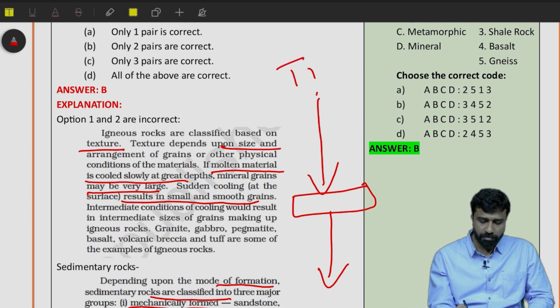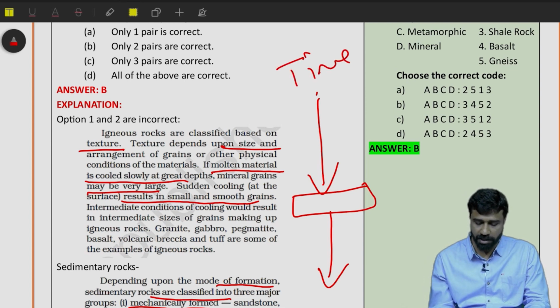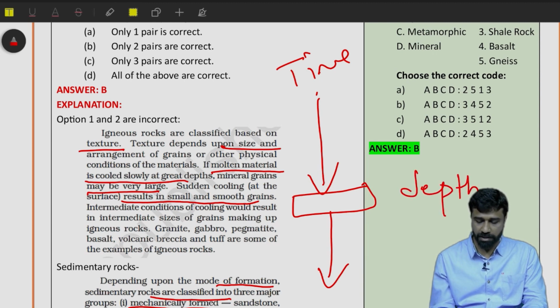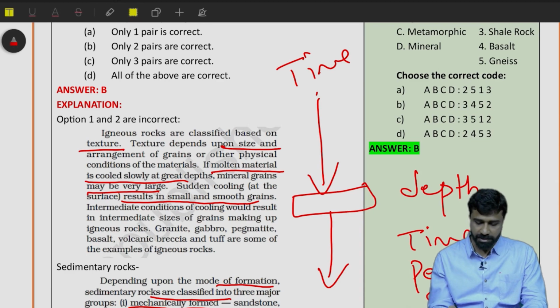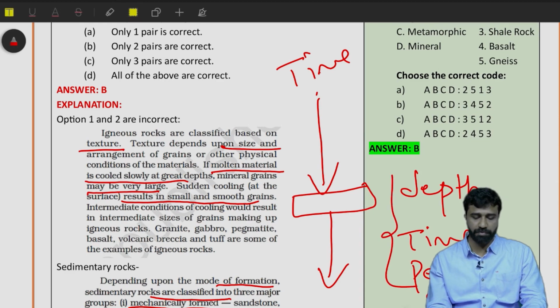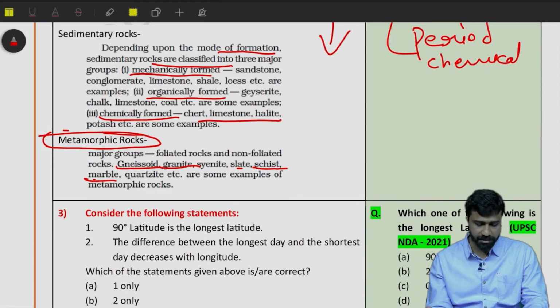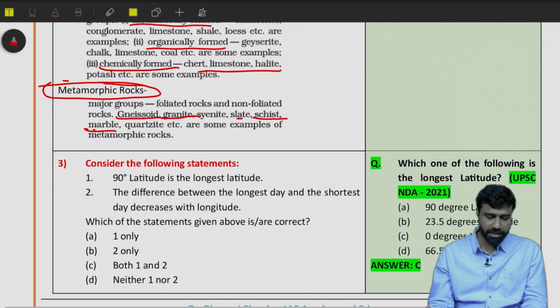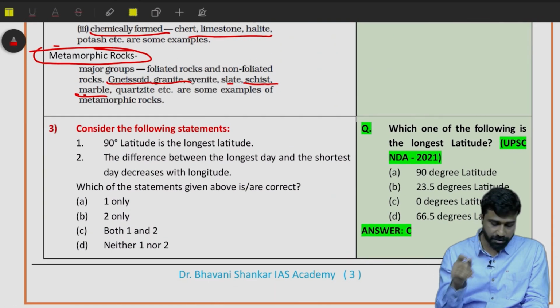Time, depth, altitude, these are basic things, and also the period of formation, and whether chemical or mechanical activity. Based on these things, you find different rock systems which form and also develop certain characteristics. You have to do reverse engineering in 360 degrees after solving this question once again.